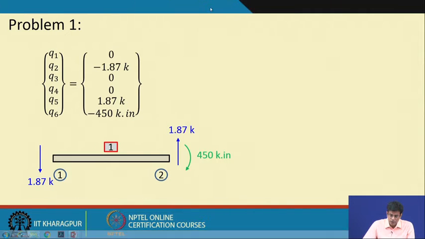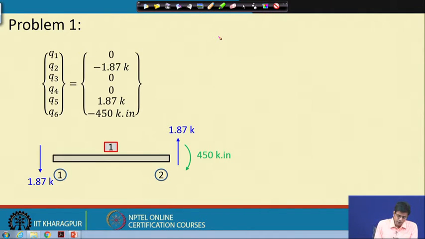Now, if we draw the free body diagram, this member has a shear force corresponding to Q1 and Q2, which is downwards, minus 1.87 kilopound. Similarly Q3, the moment here, is 0, and the axial force on this side is 0, because there is no axial force in this member.